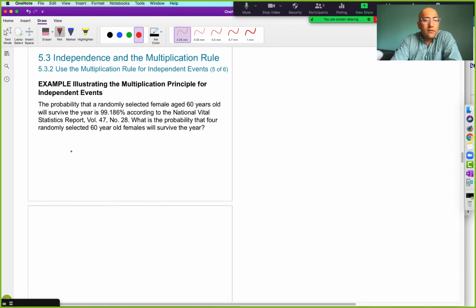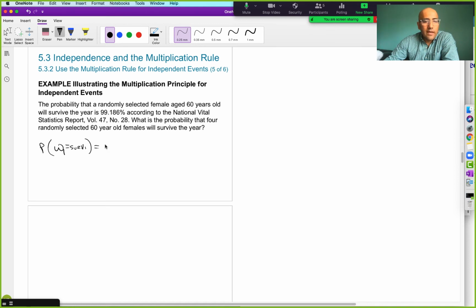Okay, so back to the women. The probability that a randomly selected female aged 60 years or older will survive the year is 99.186% chance. What is the probability that 4 randomly selected 60-year-old women will survive the year? Now we got 4 of them. Okay, what is the probability that woman number 1? You know what? Instead of doing number 1, I'm just going to do sub 1, if that's okay. Woman sub 1. This is the first woman. What's the probability that she survives? Well, actually, that's still ugly notation. Let's say probability that woman number 1 survives.